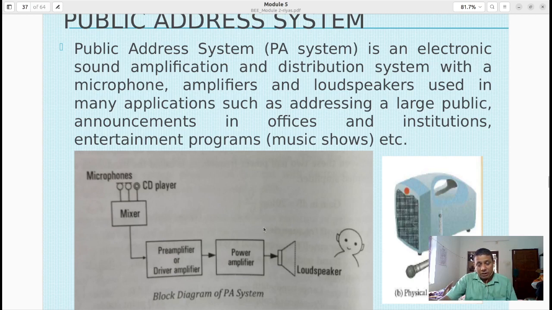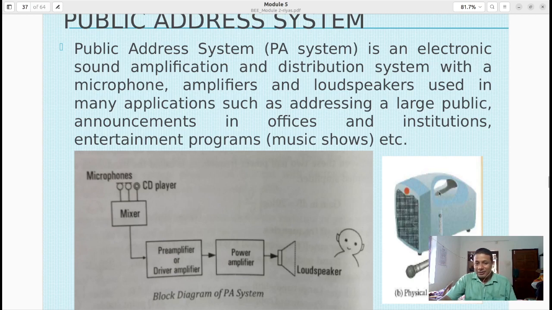The power output is known as PMPO. There is a tag called peak musical power output. So we will use that power amplifier here. That is the final stage, and after that we give it to the loudspeaker, and you people are listening to it, like in front of a Ganamela.